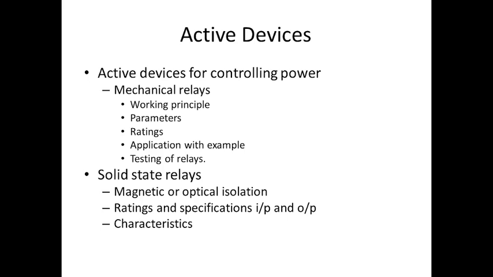In that, we have to study mechanical relays: their working principle, parameters, ratings, applications with examples, and testing of relays. After that, the next type is the solid state relay. In that, we have to study magnetic or optical isolation, ratings and specifications of input and output, and their characteristics. Now we move further in detail for each and every point.